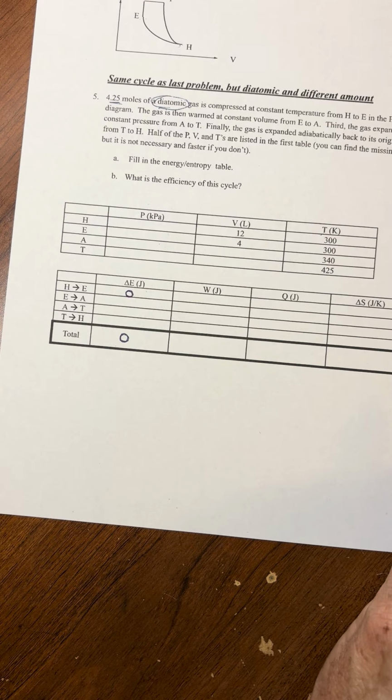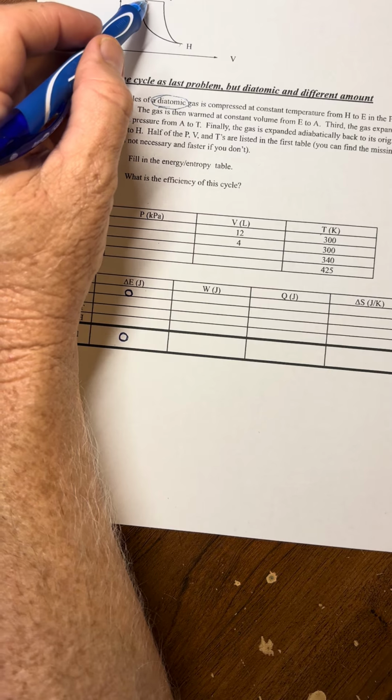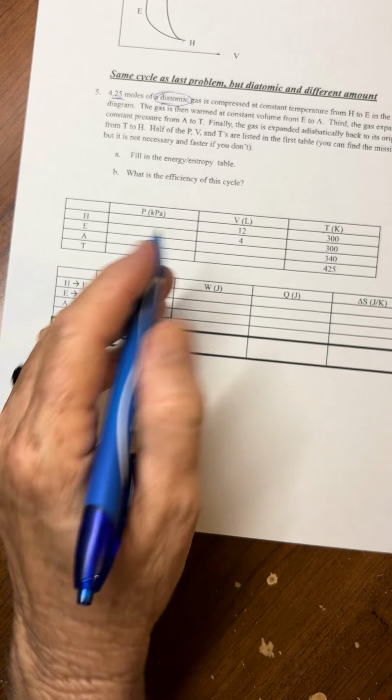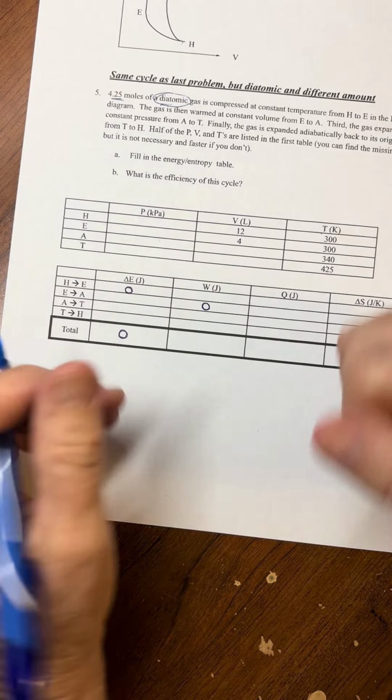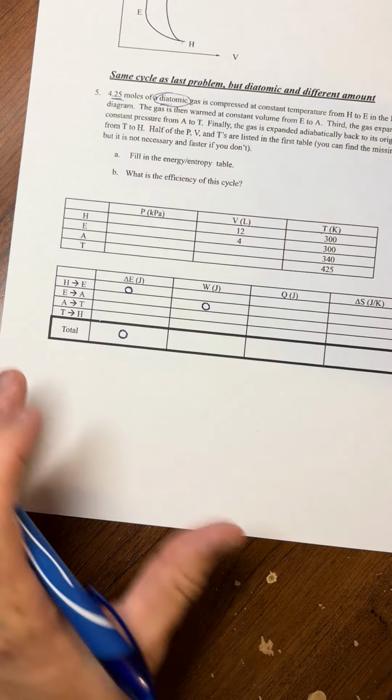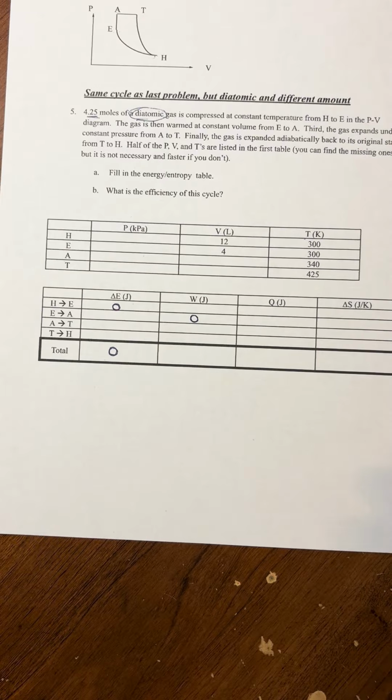It's the area under the curve, and so E to A has no area under it. Or maybe a better way of saying it, work is force times distance, and for constant volume there is no distance, there is no movement, so no work is done for the isovolumetric.